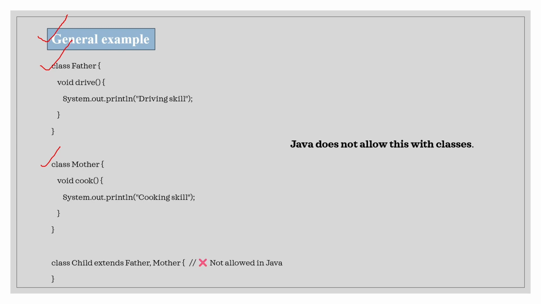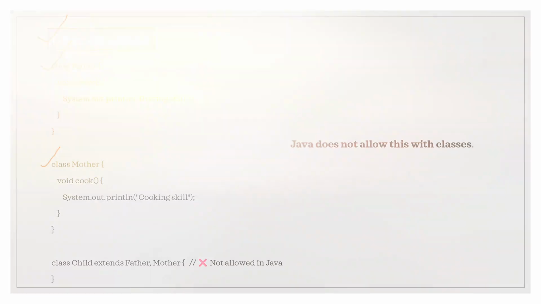But in Java, a class cannot directly inherit from two classes at the same time. That means the child class cannot extend both father and mother classes together using classes, and Java restricts this to avoid confusion and ambiguity problems in the program. So even though the concept is possible logically, Java does not support multiple inheritance with classes directly.